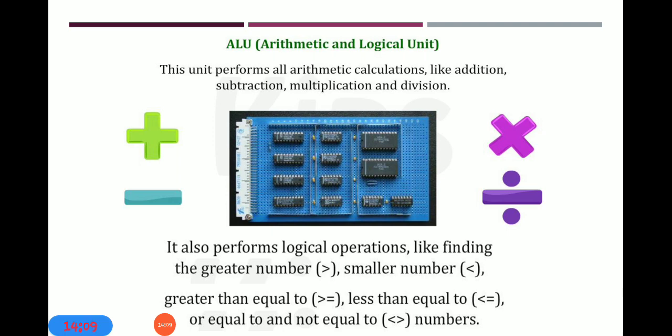arithmetic logic unit. It also performs logical operations like finding a greater number, smaller number, greater than or equal to, less than or equal to, equal to and not equal to. So arithmetic operations, addition, subtraction, multiplication and division, and logical operations can also be performed by the arithmetic logic unit. So these are the three parts of the CPU: MU, CU and ALU.